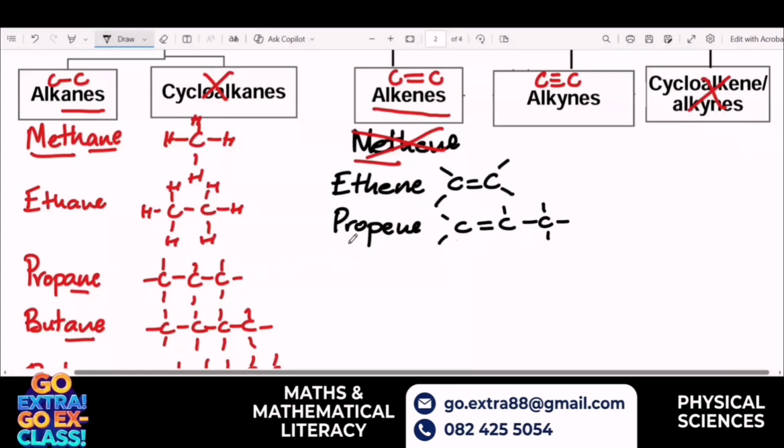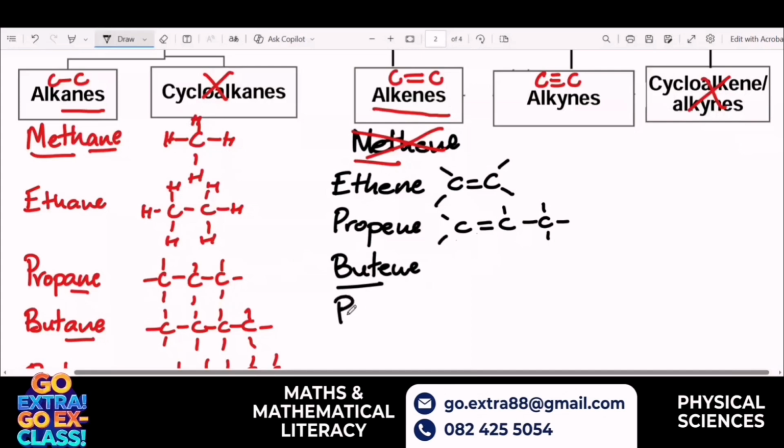From propene, therefore, it's going to be butene. But this is just the basic name, guys. It's not the rule. When we tell you the rules, I want to show you how to indicate the position of these double bonds. So this one means 4. There's going to be 4 carbons, but that doesn't necessarily mean that there's going to be 4 double bonds. So butene means 4 carbons, and there's also 1 double bond there.